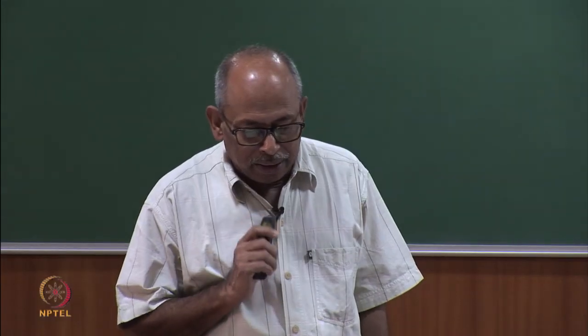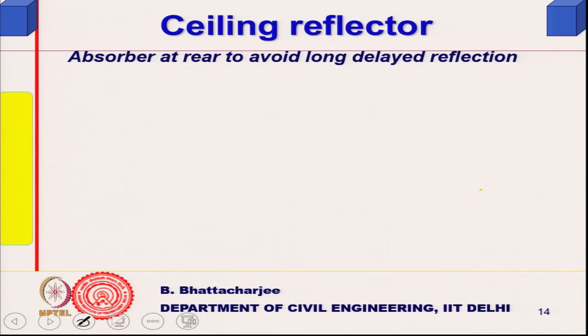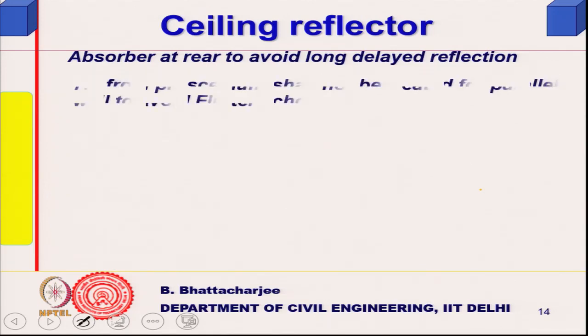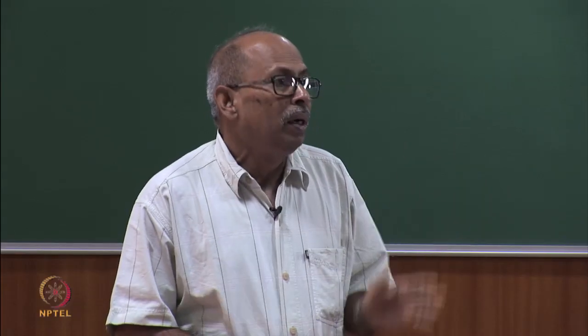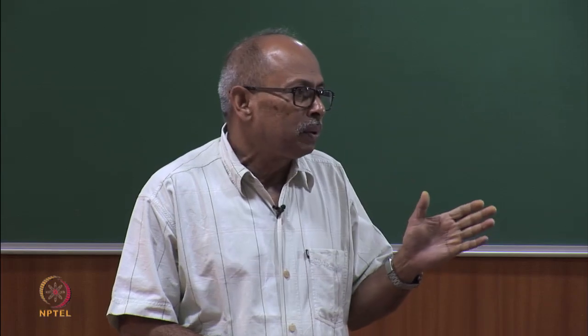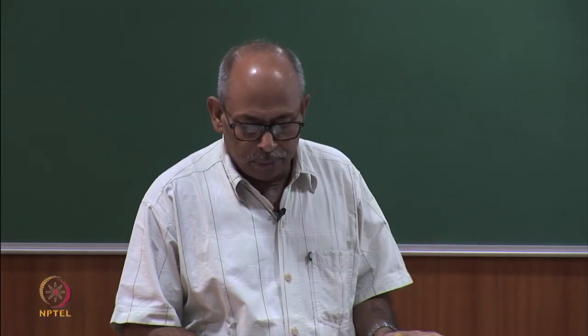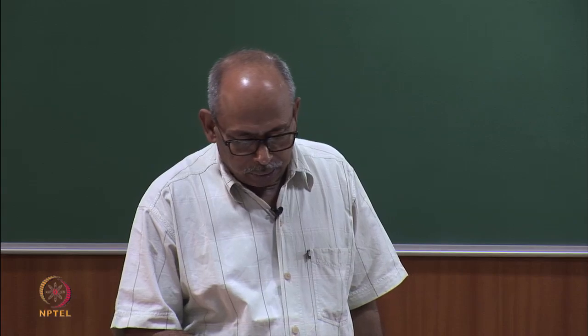So, ceiling reflectors, absorber at the rear to avoid long delayed reflections. If you put absorber at the rear, long delayed reflections will be taken care of. And 7.5 meter from the proscenium shall not be treated with reflector, to avoid flutter echo from parallel walls; you can put absorbers. If it is brickwork, it will automatically be absorbed. That is what I am saying, 7.5 meter from the face of the stage or proscenium. So, that is what it is showing.